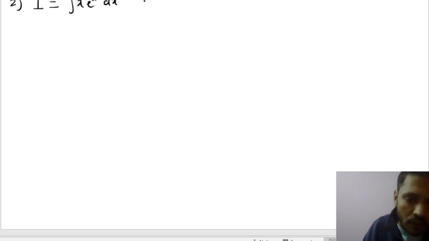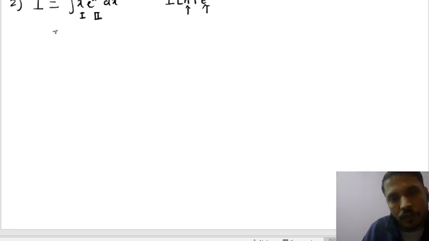Again, we have to decide the first function and second function by the rule of ILATE. Here x is an algebraic function, which is in the third place, and the exponential function is at last. That means the algebraic function comes first, so this is our first function, and e to the power x is the second function. The first function, x, will be outside, and we will write the integration of the second function into dx.